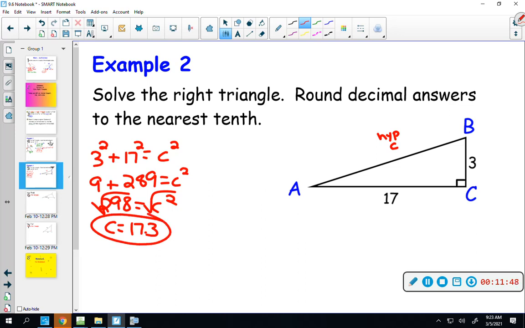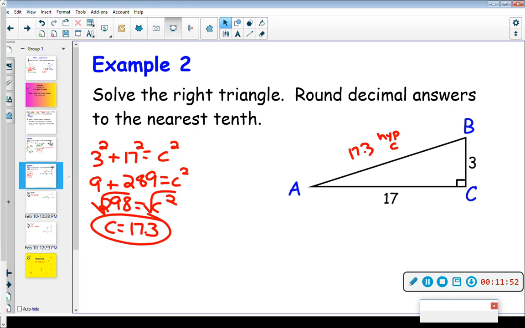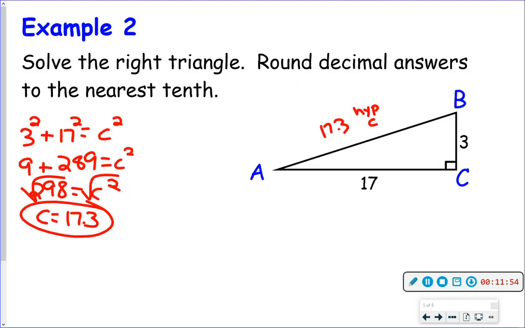Nothing new. Pythagorean theorem was our very first lesson in good old chapter 9. Now, I've only got one thing. I need 2 more. Remember, we should have 3 answers. So we need angle A and angle B. Does it matter which you find first? No, doesn't matter. Pick one. I'm going to do A because I feel like doing A.